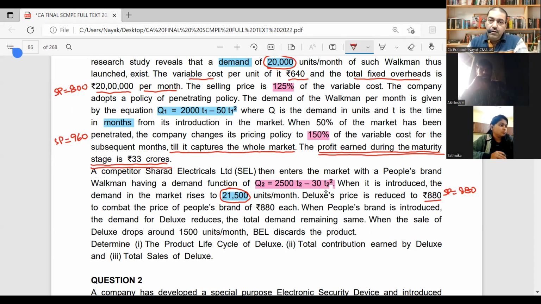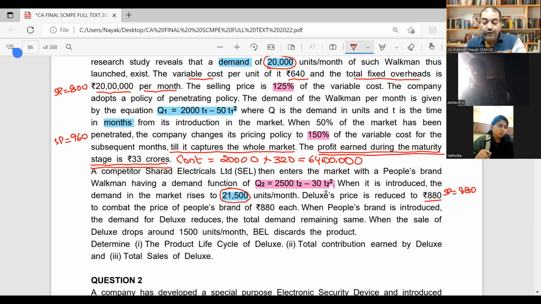How do you calculate profit? Profit is calculated by taking contribution minus a fixed cost. Am I right? Contribution minus a fixed cost will give me profit. Now, how much is the contribution? I don't know, but I can calculate 20,000 units into 320, the contribution per unit. So contribution is equal to 20,000 units into 320. So I think this will come to 64 lakhs.